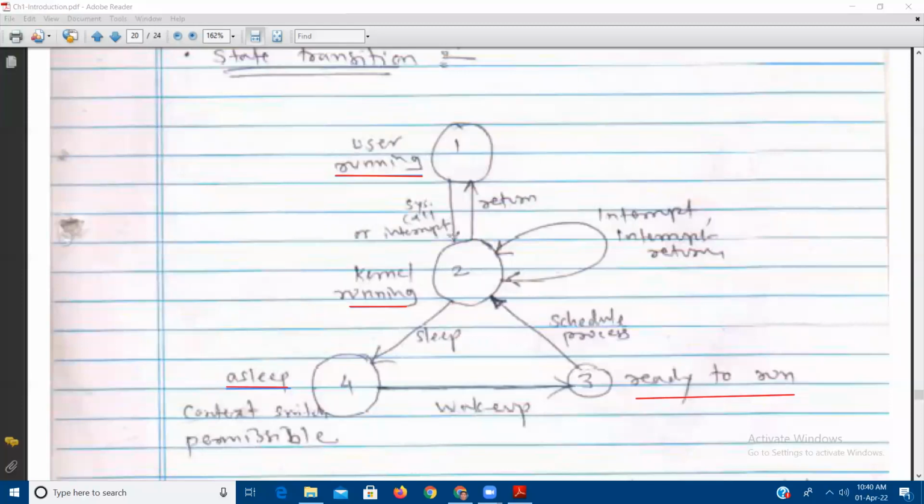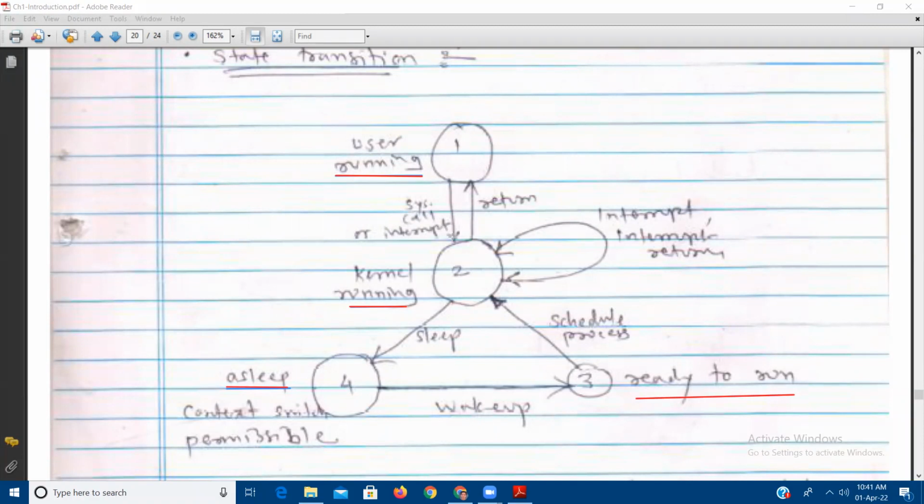Then from kernel running, the arrow toward the user running state is the return. From kernel running, if the process wants to do any IO operation, it goes to the sleep state, the fourth state. The arrow name is sleep, meaning it is going for waiting. So the sleep state is also called the waiting state. Here it is named asleep. It sleeps either in main memory or on secondary memory. Sleeping is nothing but the waiting state, and kernel running or user running is nothing but the running state.